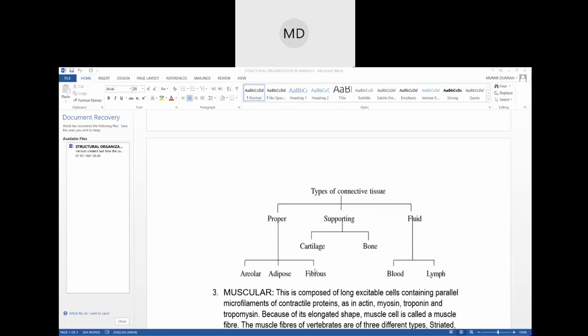Proper is again of three types. You just remember this flow chart, then it will be easy. And supporting is cartilage and bone. Why is it known as supporting? Because it provides support, right? This stiff tissue provides support. Fluid, because it is liquid.